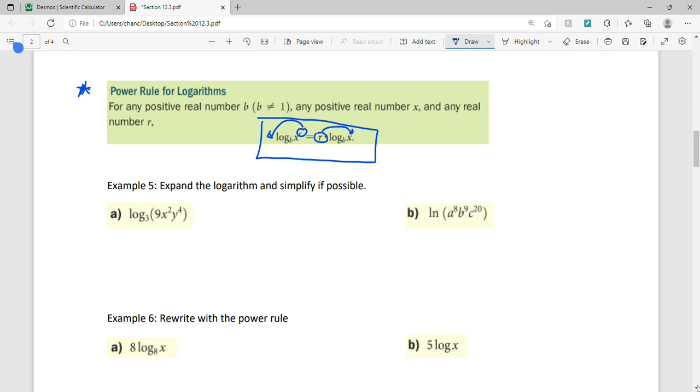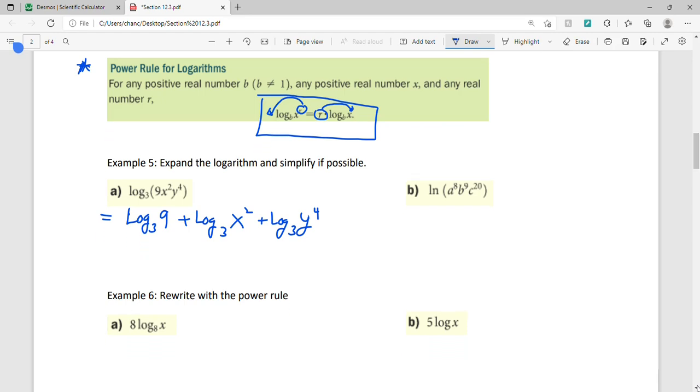That's a useful property because we can expand logarithms now. Let's expand this log. Log base 3 of 9 plus log base 3 of x squared plus log base 3 of y to the 4th. I use the product rule twice to expand the log, and now I can use the power rule. I could bring that 2 to the front. I could bring that 4 to the front.